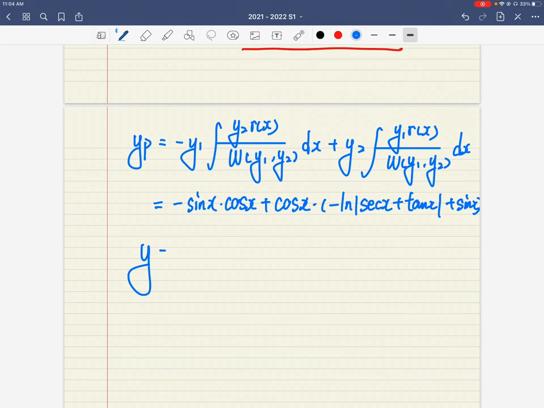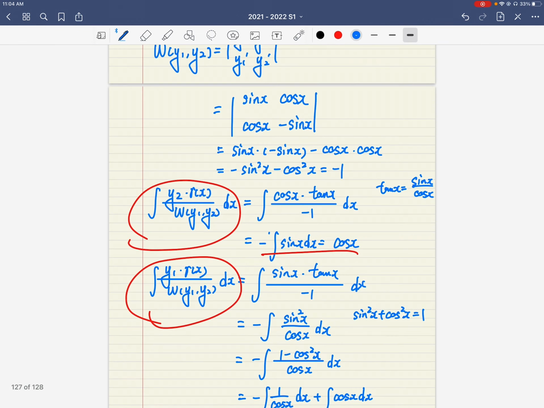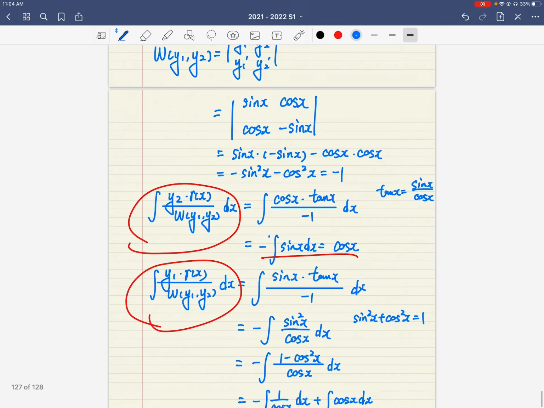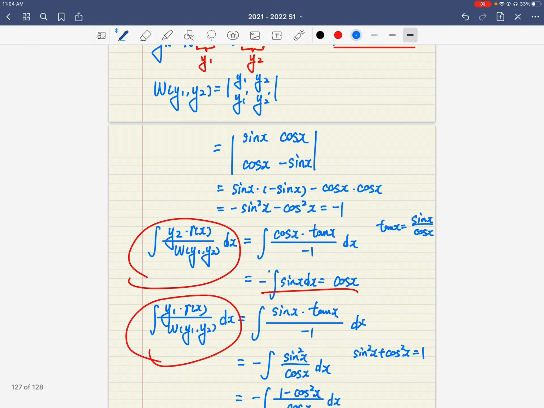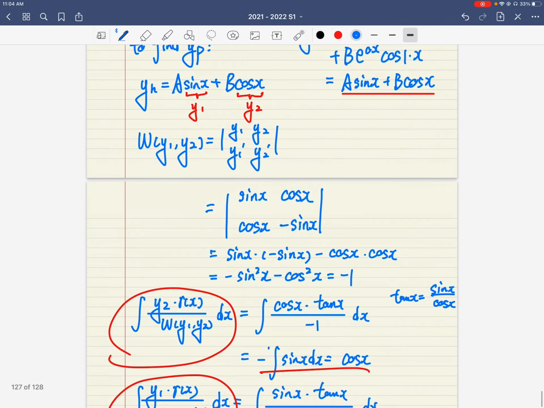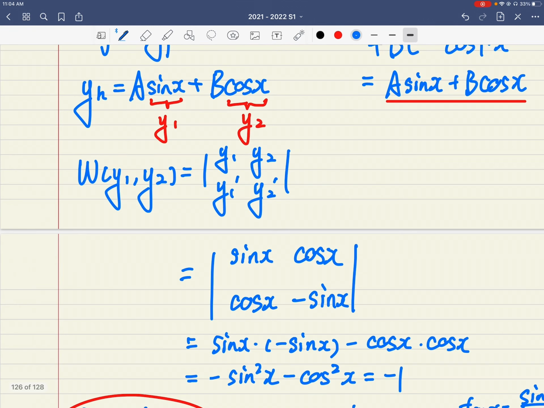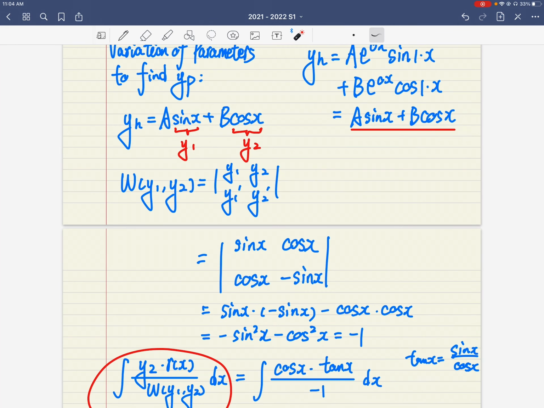Then our final answer is y equals yh plus yp. I don't want to copy it again. So this is it. Very complicated, but essentially it's just some integration. You should definitely write the formula down on your formula sheet. But there's actually nothing more than just some integration and differentiation, even if it looks very complicated.